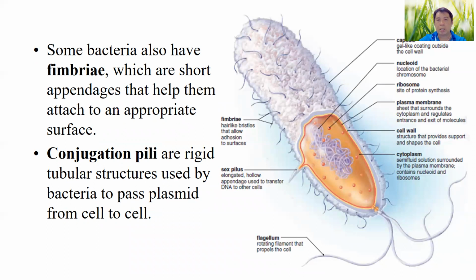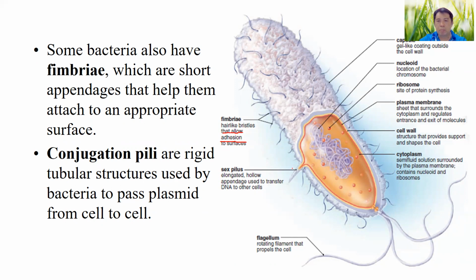Then some bacteria have fimbriae. These are short appendages that help them attach to an appropriate surface. They allow adhesion to surfaces.